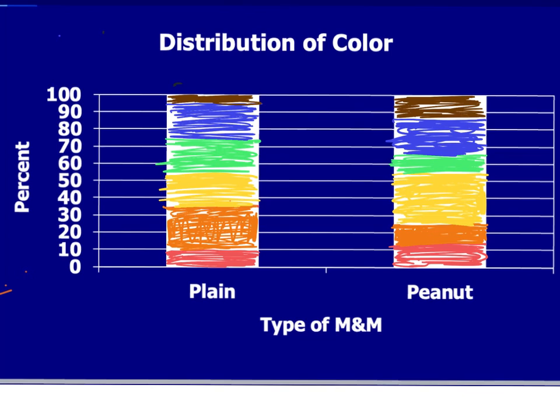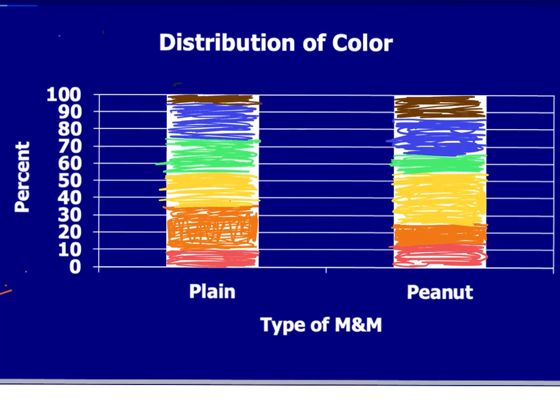And now if you're asked to compare the distributions, you want to talk about more and less, bigger, smaller. So the plain M&Ms have a larger percentage of orange than the peanut does. And the peanut M&Ms has a larger percentage of yellow and brown than the plain did. And so when you're asked to write a description of the distribution, you want to compare each color and say one is bigger, one is smaller. It's about the same.